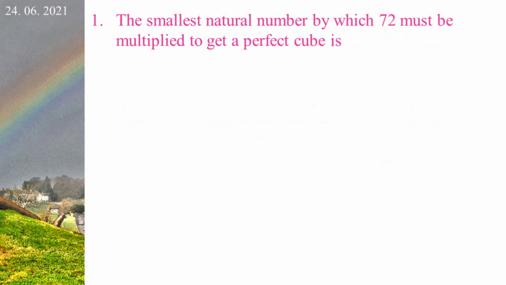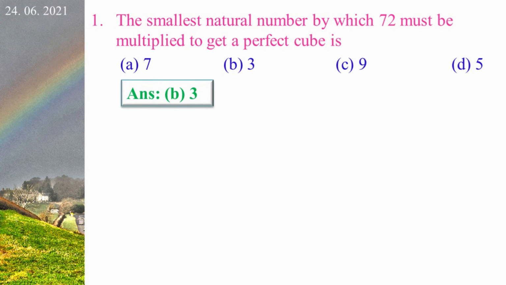Question time. The smallest natural number by which 72 must be multiplied to get a perfect cube is option A 7, option B 3, option C 9, option D 5. Which answer is correct? Yes, option B 3 is correct. 72 is multiplied by 3 to get a perfect cube.